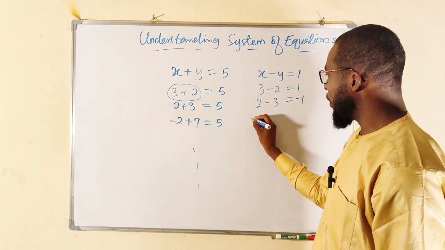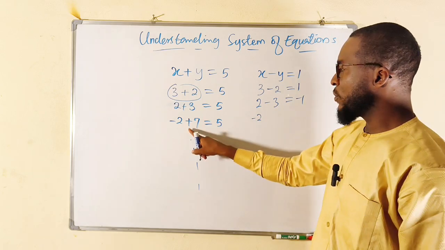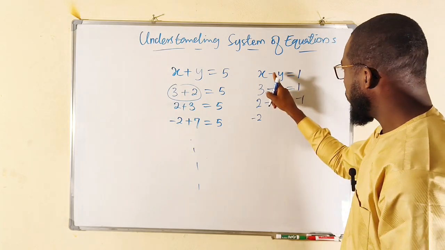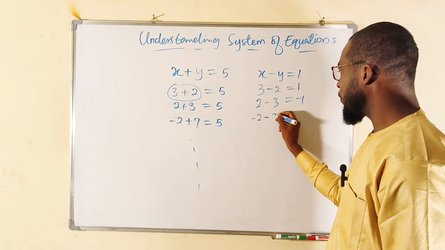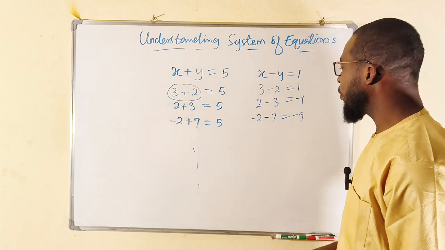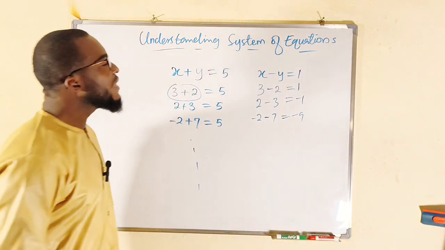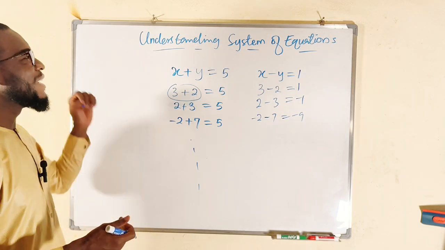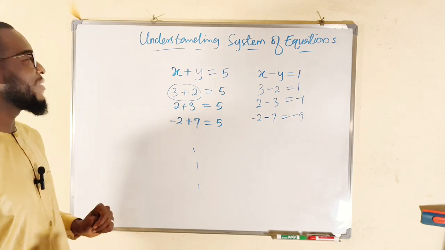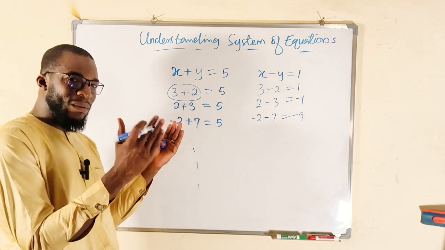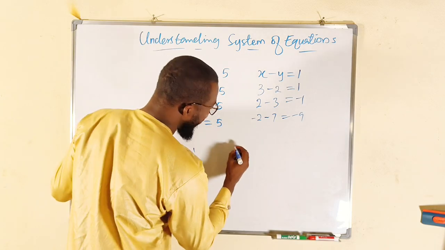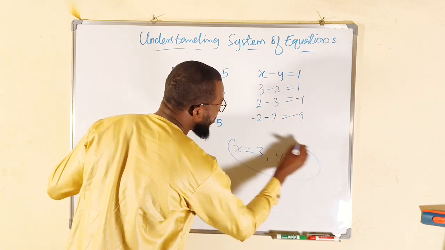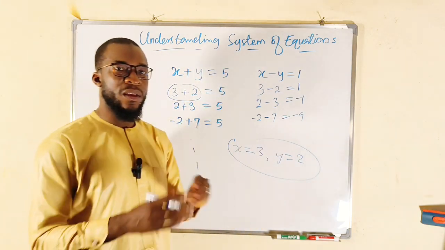If I use this negative 2, since we have plus here, I use plus here. But because we have minus here, I have to use minus 7, and this will give us minus 9. We have a lot of them. But it is only 3 and 2 that will satisfy the two equations simultaneously. This is why we call it simultaneous linear equations, or in another name, system of equations. So you see that when x is 3, y is equal to 2, this is the only combination that will work here and here simultaneously.